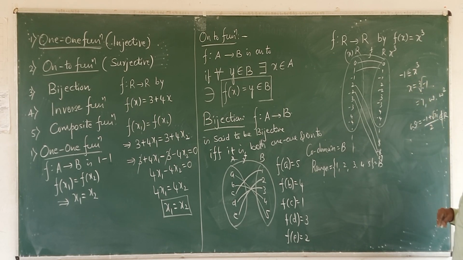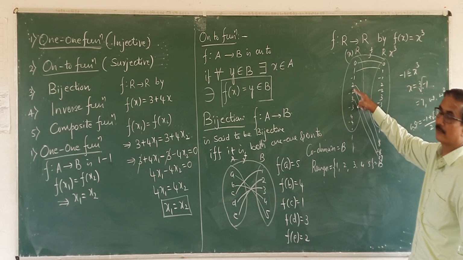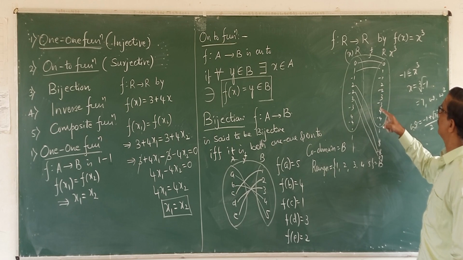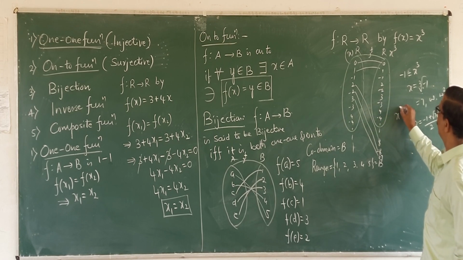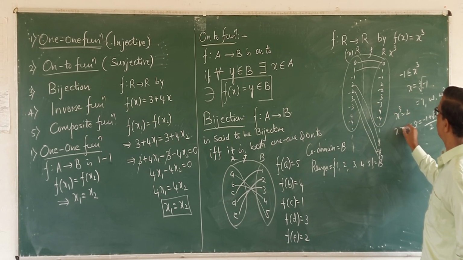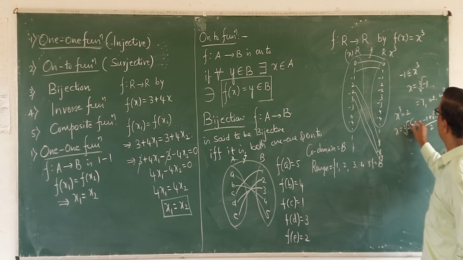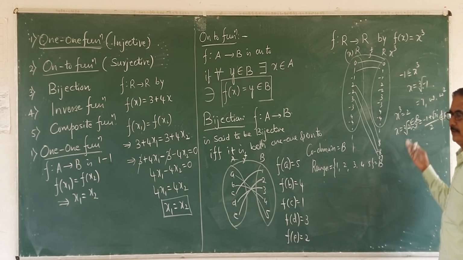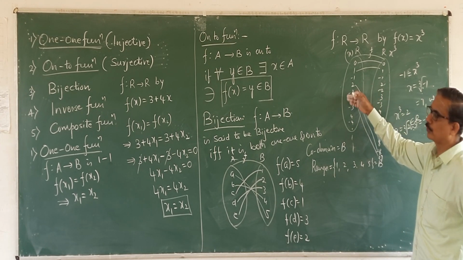That is not a real number, it is a complex number. So its image is not real, so it is not onto. Take another number, 2. x cube is equal to 2, so x is equal to the cube root of 2. Is the cube root of 2 a real number? Yes, 2 is a real number, so the cube root of 2 is there.